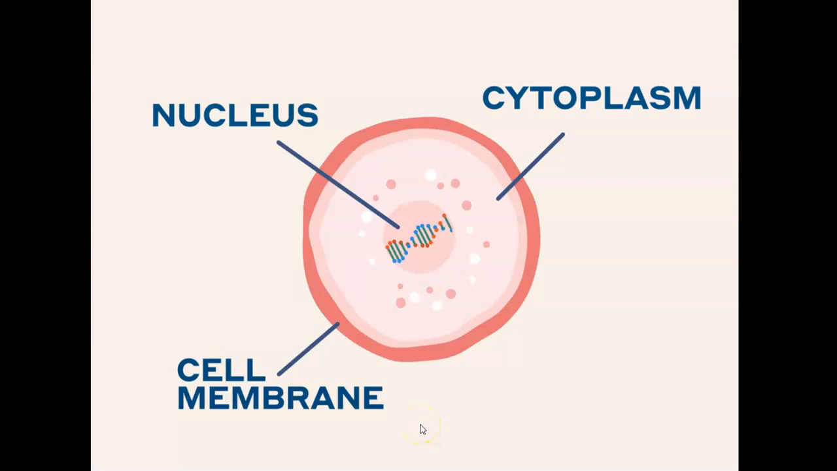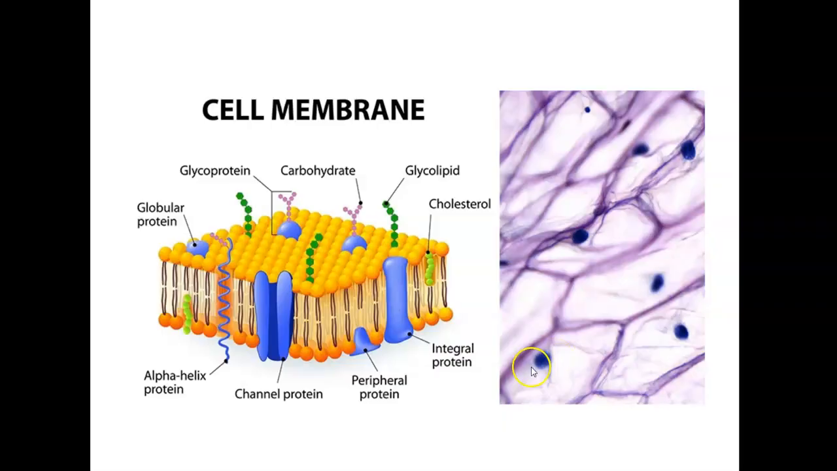Most cells in the body are composed of three basic parts: the plasma membrane, also called the cell membrane, the cytoplasm, and the nucleus. The plasma membrane is the outer boundary of the cell. It is composed of a phospholipid bilayer, which we see here. These yellow balls on either side here are the phospholipid bilayer. So you have a layer of phospholipids here and a layer of phospholipids here.